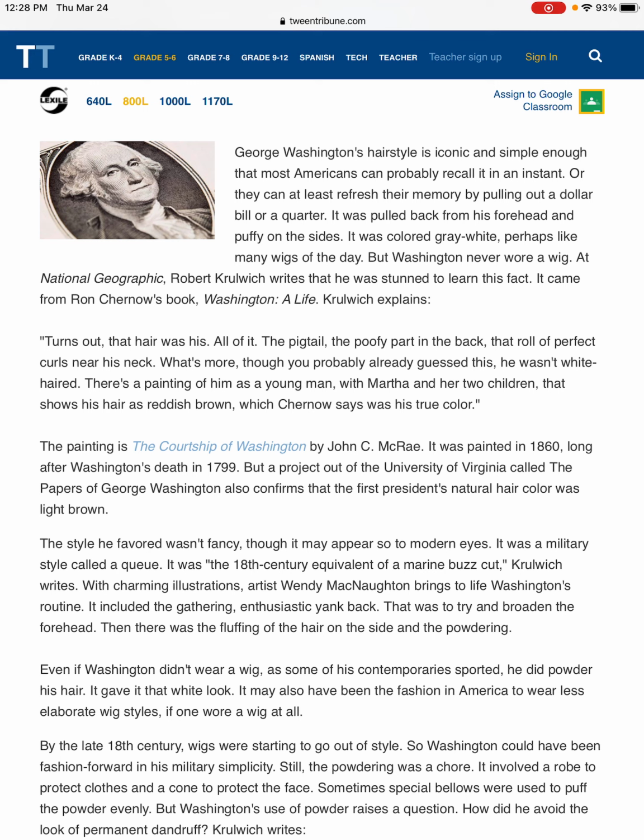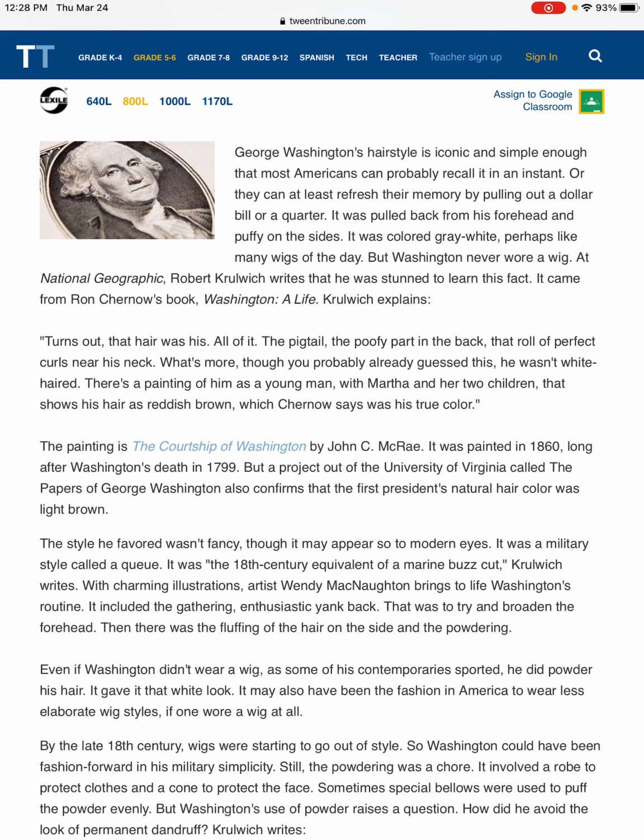It says, George Washington's hairstyle is iconic and simple enough that most Americans can probably recall it in an instant. Or they can at least refresh their memory by pulling out a dollar bill or a quarter. It was pulled back from his forehead and puffy on the sides.